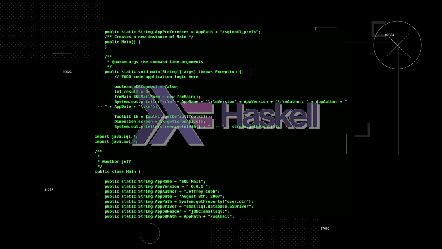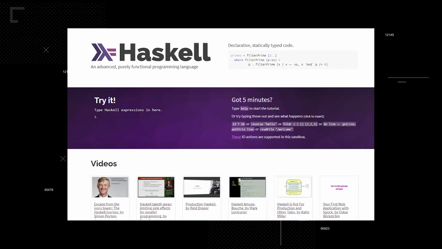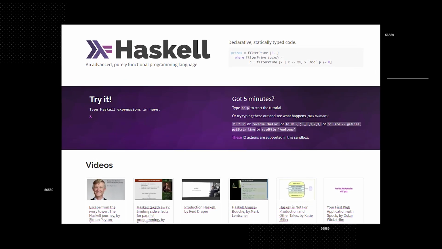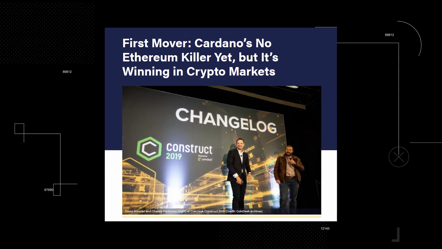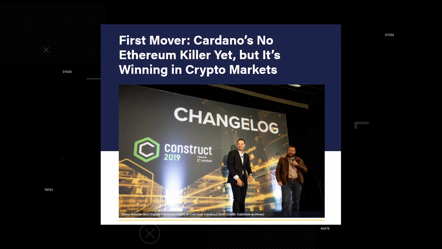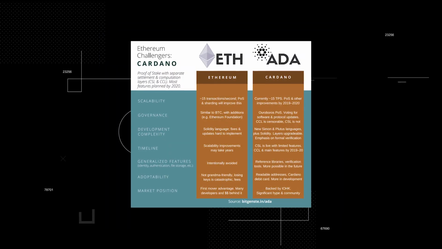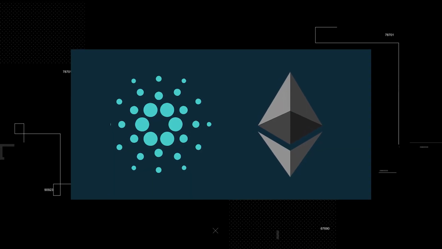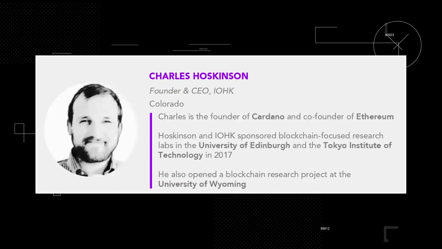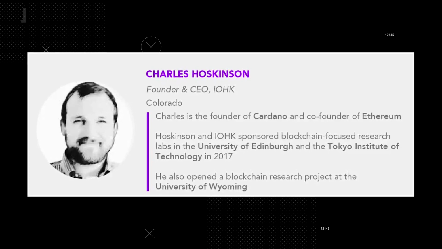Cardano was written in the Haskell programming language. Haskell is considered to be one of the most reliable and secure programming languages. Many people believe the Cardano blockchain is a newer and improved version of the Ethereum blockchain, offering smart contracts more securely and efficiently. Cardano and Ethereum happen to have the same roots. Charles Hoskinson is a co-founder of both smart contract platforms.